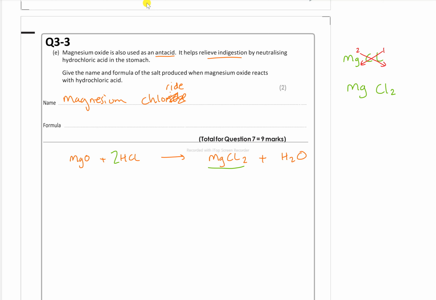Let me write it so then you can read it. And the formula is MgCl2. It's not MgCl, it's not Mg2Cl, it's MgCl2. And this is the reason it was this. I think I've seen it called the crossover method. Okay, let's keep going.